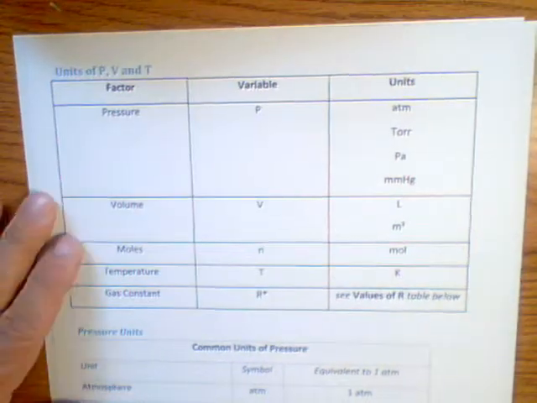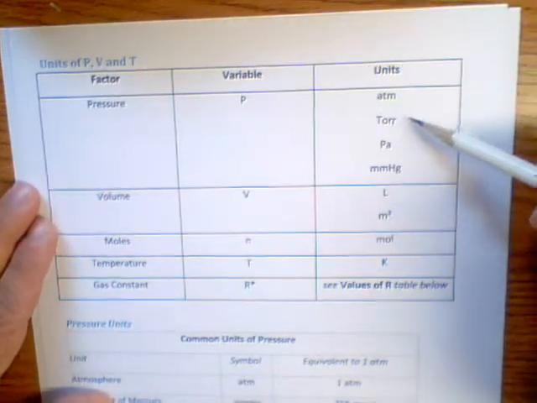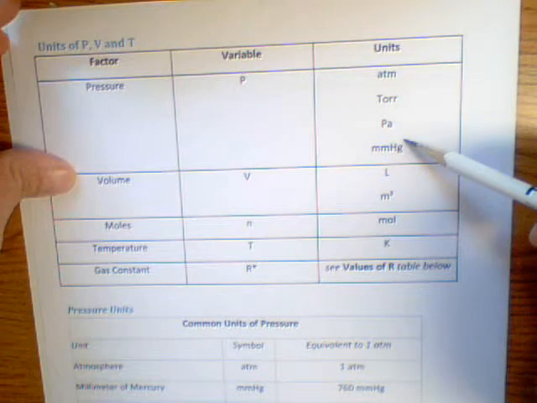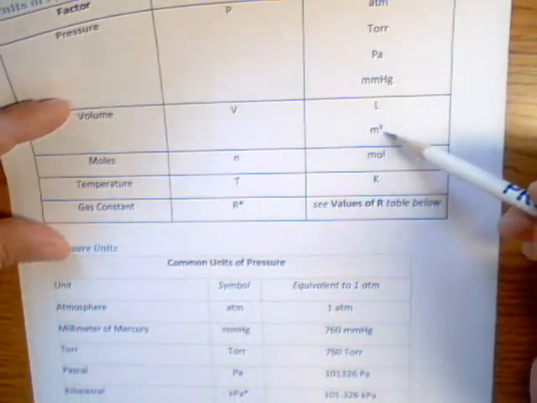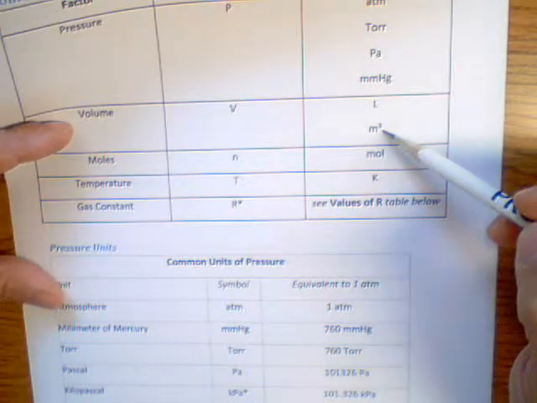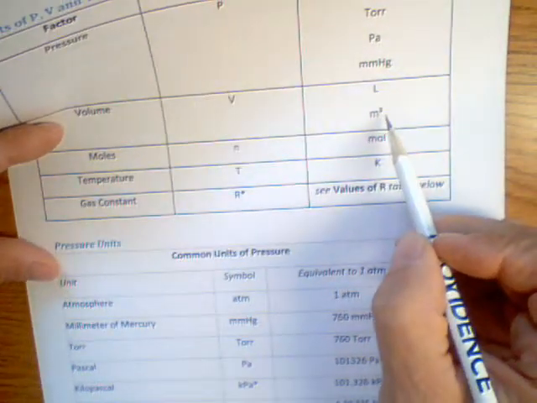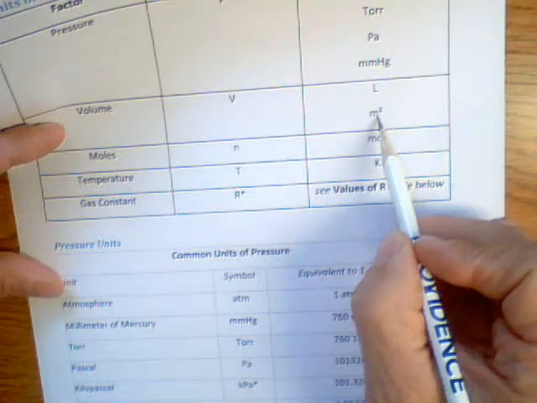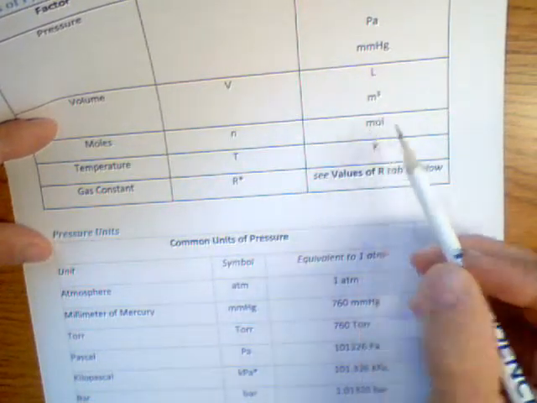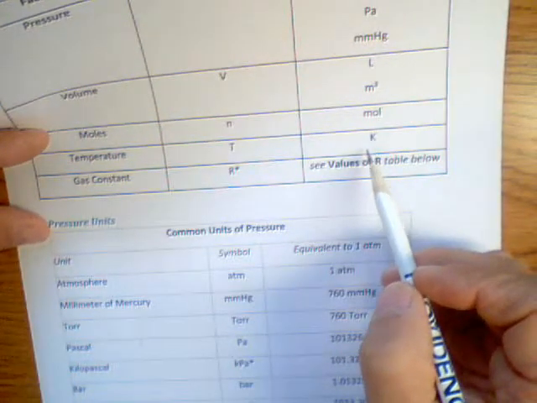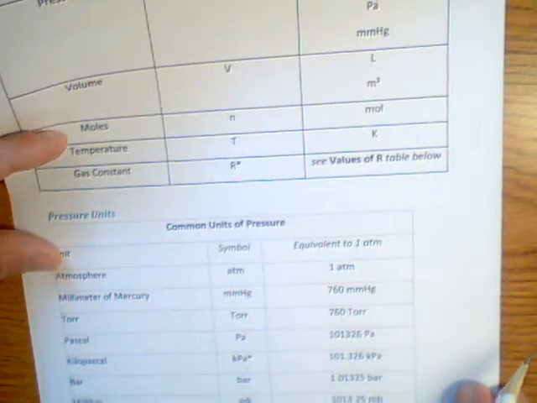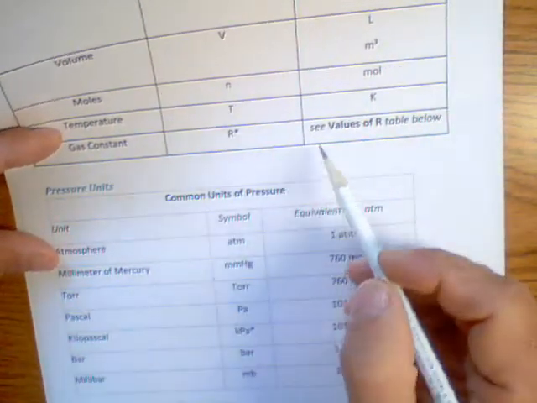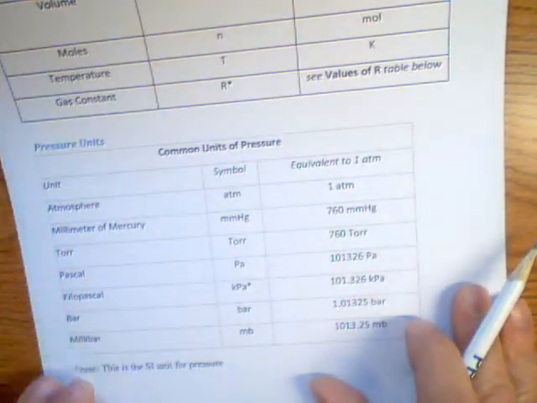The pressure could be in atmospheres, torrs, pascals, or millimeters of mercury. Volume could be in liters or meters cubed or centimeters cubed. Moles doesn't have a unit. Temperature must be in Kelvin, and the gas constant, well, I just mentioned. All right.